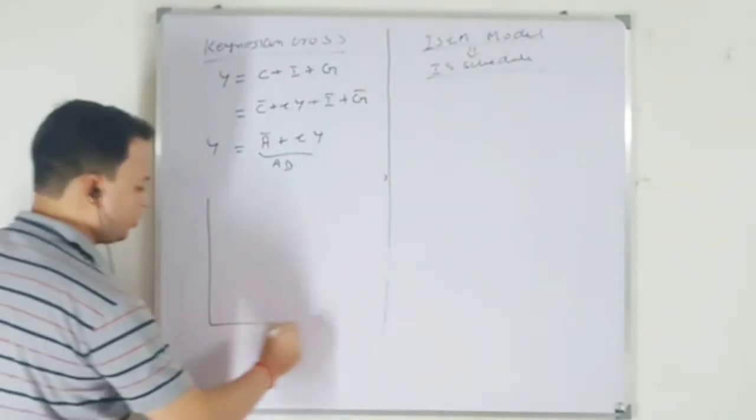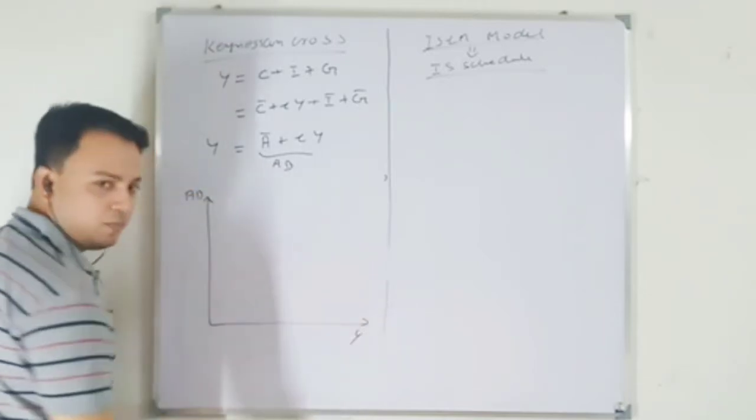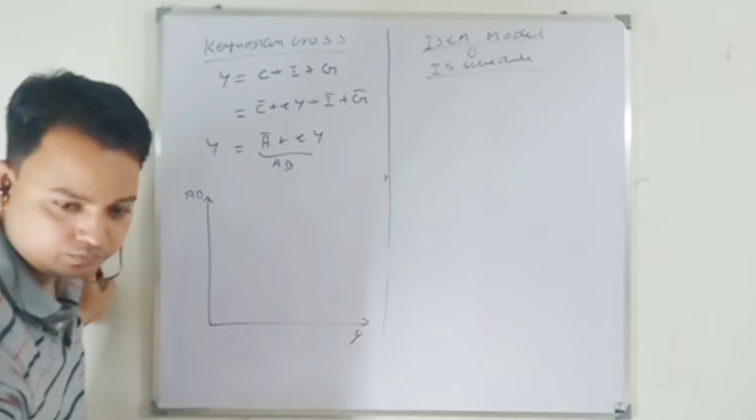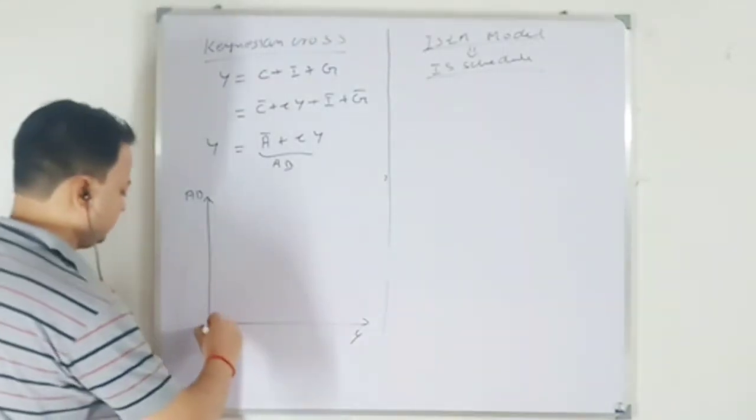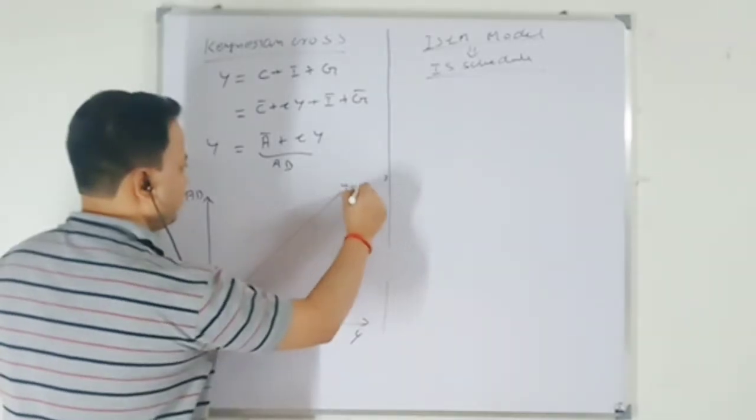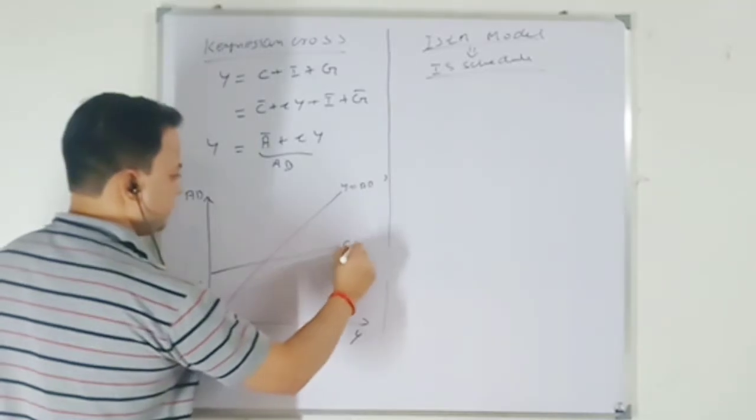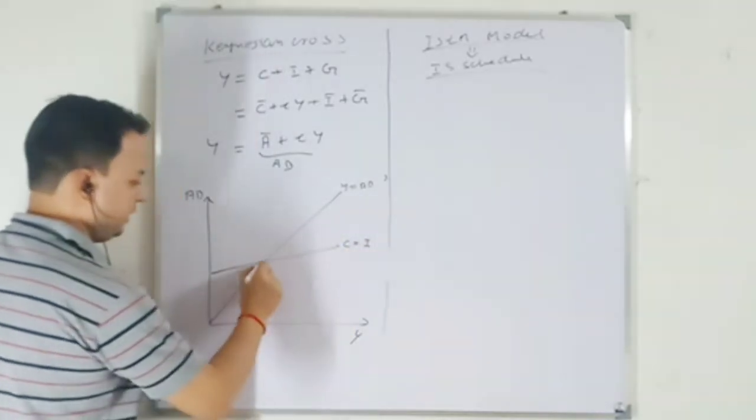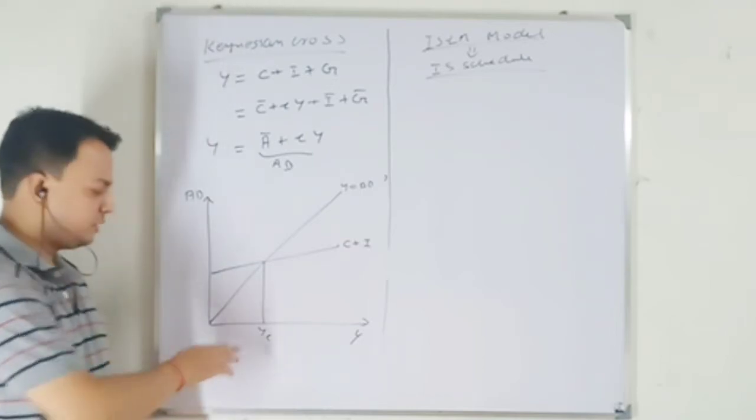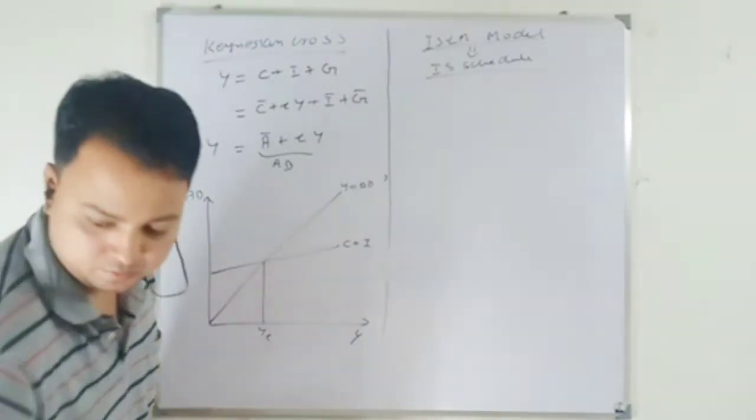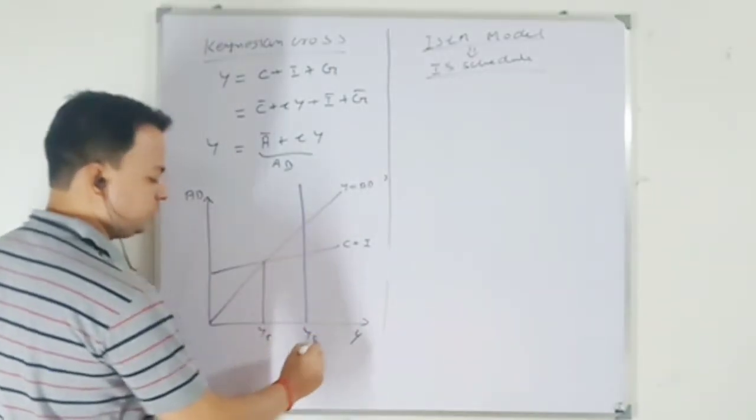For the second thing, you have to draw this graph. Here you have aggregate demand, here you have output. This is y equal to AD. I just have C plus I. And here this is the equilibrium that is below full employment. So this is the equilibrium achieved below full employment. You have to make some point here that is full employment output.